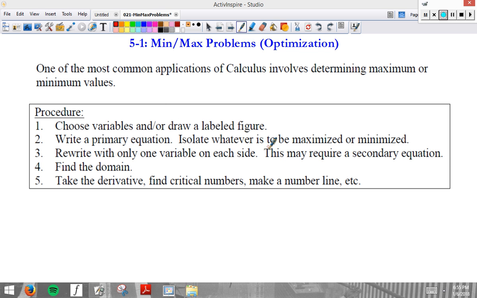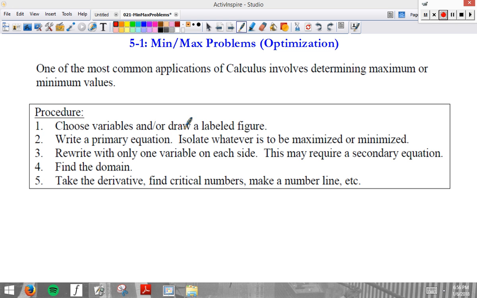All right, welcome back. Today we're going to be talking about maximization and minimization problems, also known as optimization problems. One of the most common applications in calculus. It fits right in what we were doing in chapter 4 or unit 4. We're going to use the first derivative test basically in order to find out how to make things super big, super small, given some constraints. The procedure is right here.